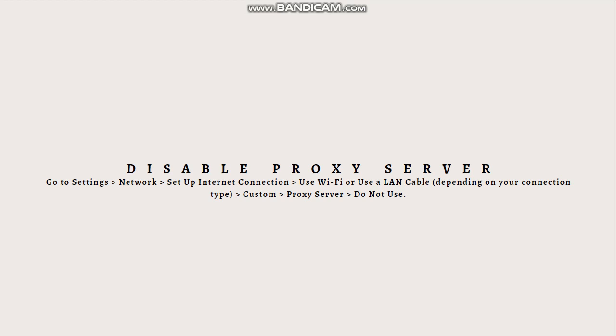Just go to Settings and then go to Network. Then set up internet connection. Then go to Use Wi-Fi or Use LAN cable, depending on your connection type. Then go to Custom and then Proxy Server, and then click Do Not Use. And then just save the settings and test your internet connection again.